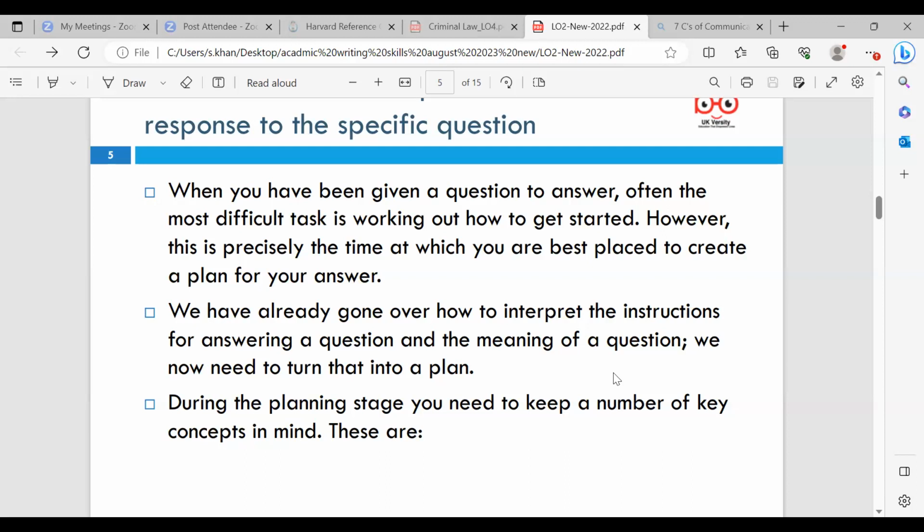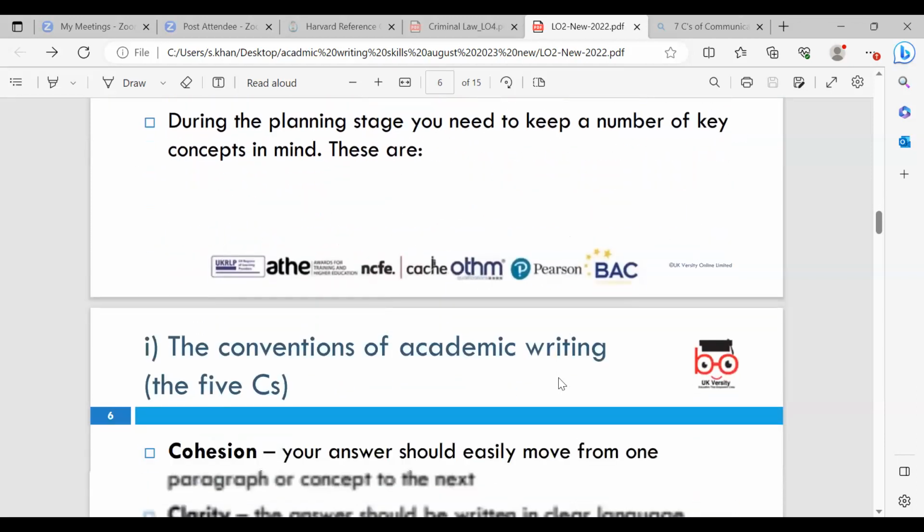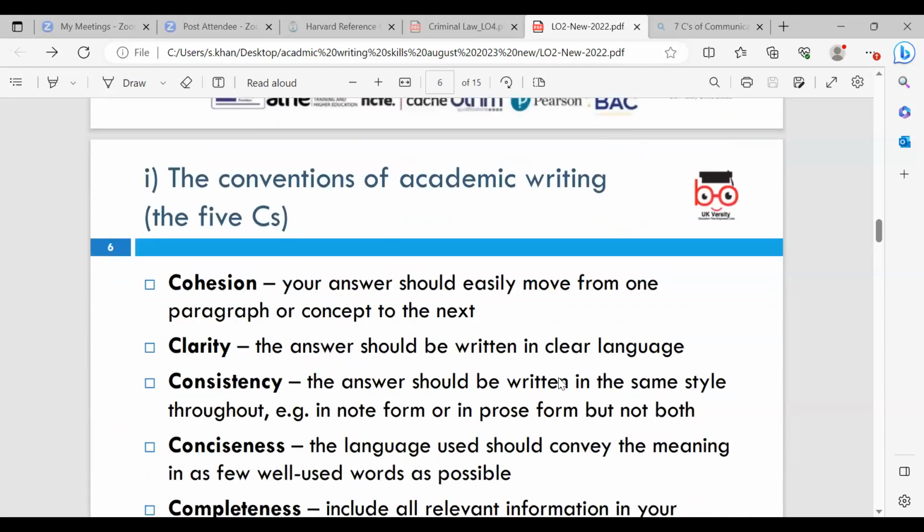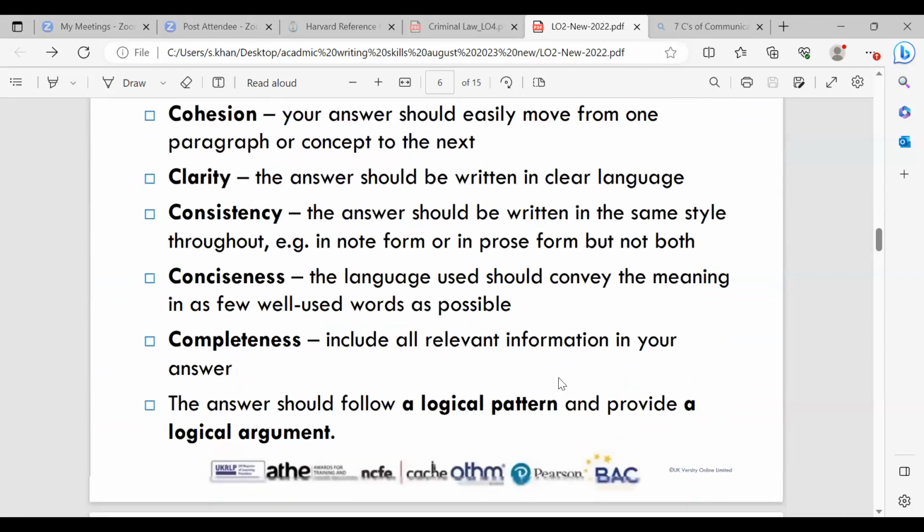So we have already gone over how to interpret the instructions for answering a question and the meaning of a question. We now need to turn that into a plan. So during the planning stage, you need to keep a number of key concepts in mind. These are the conventions of academic writing, which are the 5 C's. So you need to look at cohesion. Your answer should easily move from one paragraph or concept to the next. There needs to be clarity. So the answer should be written in clear English, so clear language.